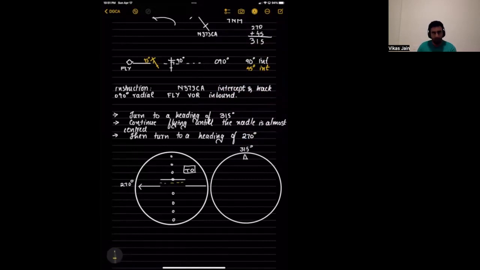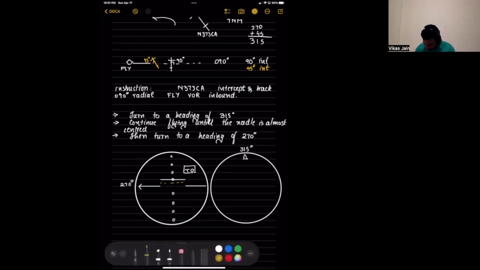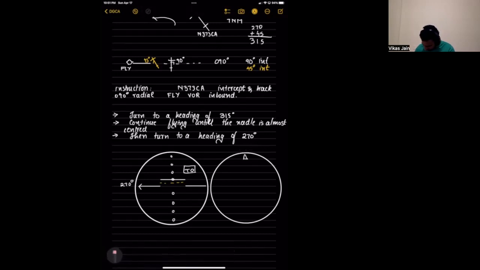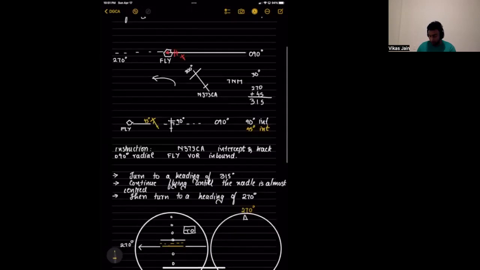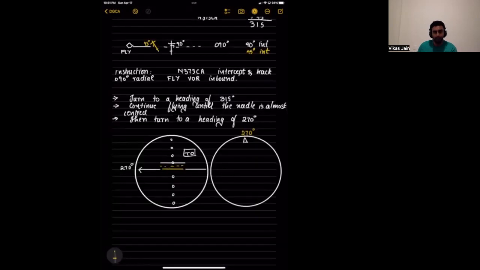okay? When it's almost inward, you move with the needle and you turn to a heading of 270 degrees, okay? And you center the needle, you center the needle and you're 270 degrees. That's your radial interception. Now, the same problem, what if it was outbound? It's the same thing, but the course you'll be tuning will be the same as the radial.